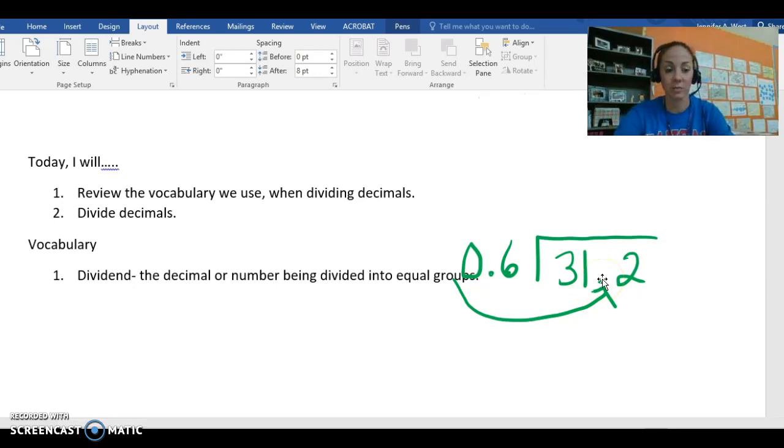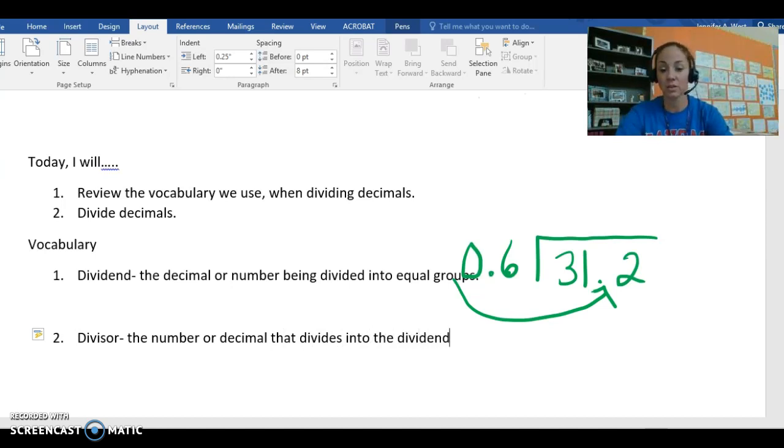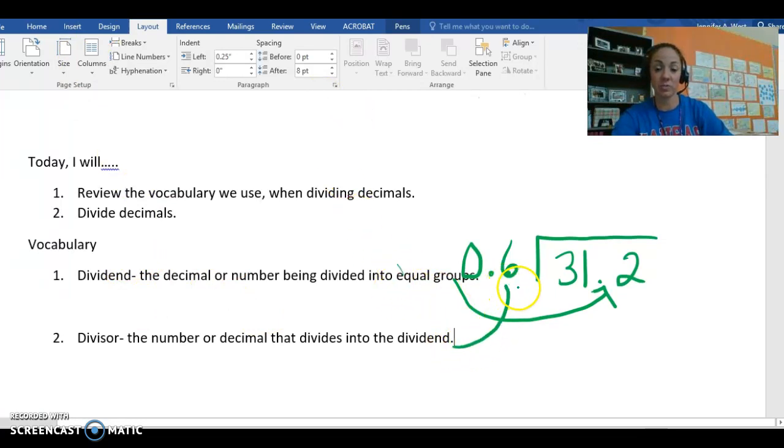Your next number is going to be your divisor. And the divisor is the number or decimal that divides into the dividend. And that's it. The divisor is the number or decimal that divides into the dividend, which means this little guy right here on the outside of the problem is your divisor.